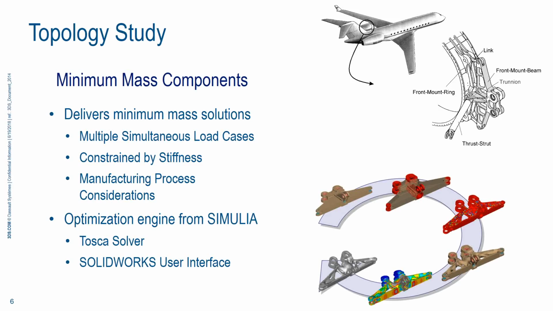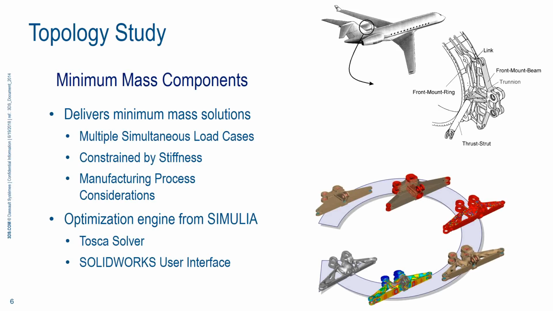In addition to constraints and goals, you can also add manufacturing process considerations to better suit the optimized part for the manufacturing process that you will choose this part to be manufactured down the road. So it could be 3D printed, it could be CNC machined, it could be injection molded. Using some of the different manufacturing processes that we have, you can change the optimized shape to better suit that manufacturing process.